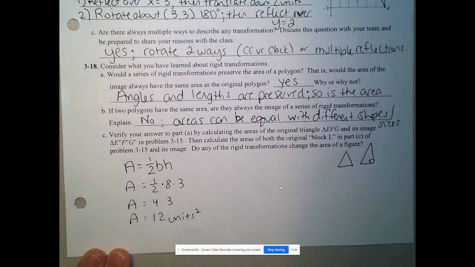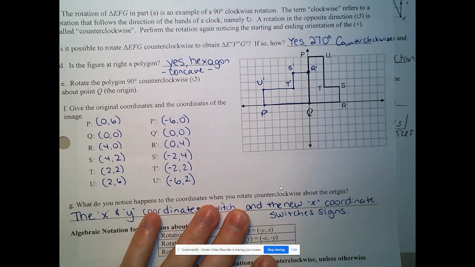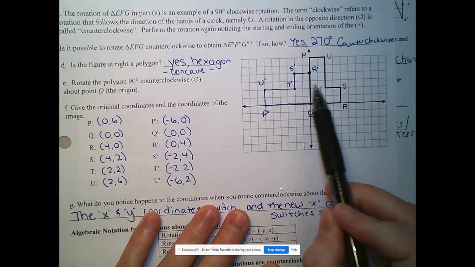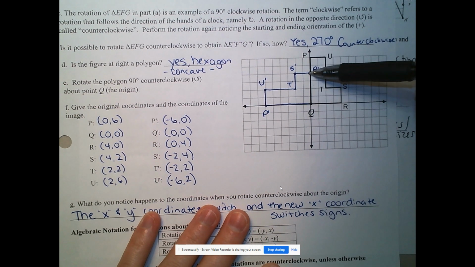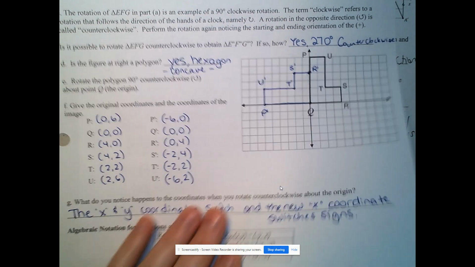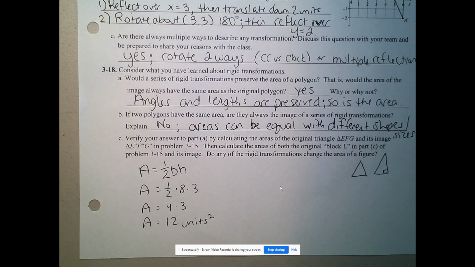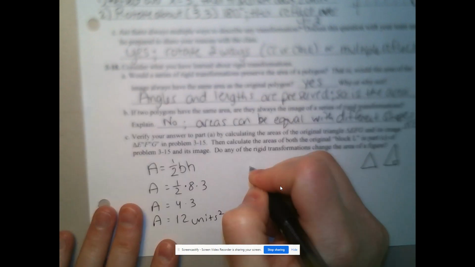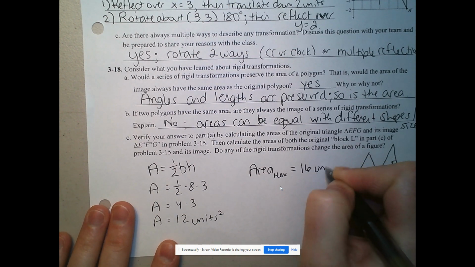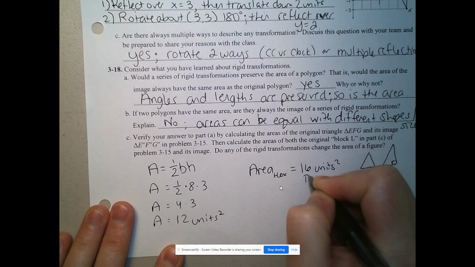We could also look at the hexagons from page 2. Did the hexagons from page 2 maintain their area? Sure. Hexagon area formula? No. I'm going to count squares. 1, 2, 3, 4, 5, 6, 7, 8, 9, 10, 11, 12, 13, 14, 15, 16. Area also preserved on that one. So in both cases, area did not change. So area for the hexagon was 16 units squared for both.